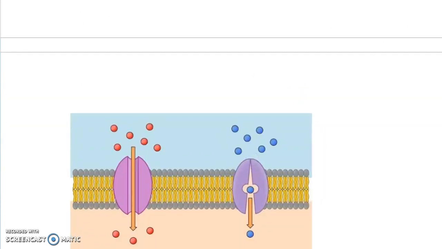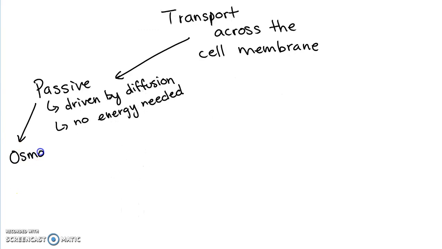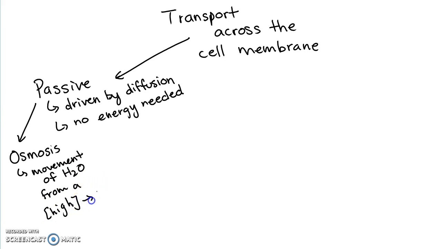Okay, so let's go back to passive transport. So I'm going to move to my transport here. This is driven by diffusion. No energy needed. Again, no energy needed because it's very natural for it to happen, right? And a type of passive diffusion that we talked about, or I sort of mentioned, is osmosis. And that is the movement of water from a high concentration to a low. And these square brackets are a short form for concentration. You'll likely see that in chemistry as well.